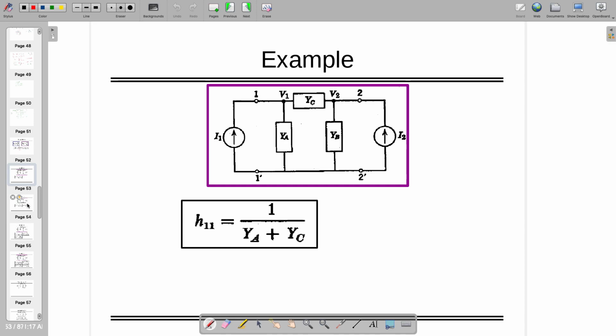So now you have to find out 4 different parameters. Can you find out that by inspection? So first one I found out, but can you get same or not? H11 is equal to what? Is it open circuited or short circuited? Right? Yeah. So this is the equation we have.